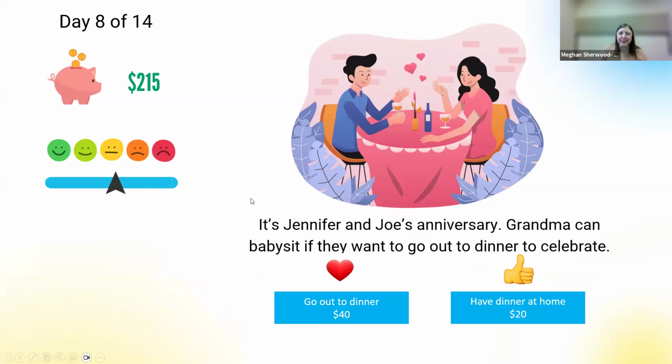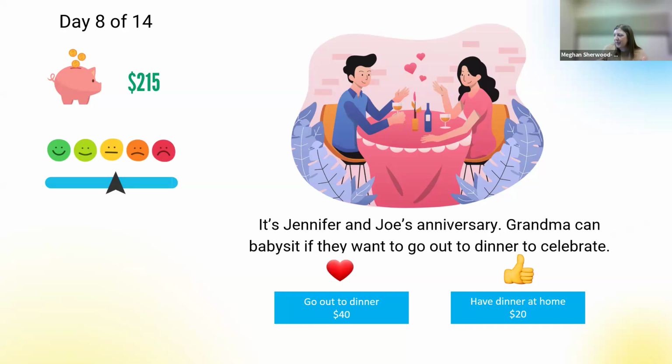Okay, we are on day 8, so we are about halfway through our 14 days here. Our stress is starting to get a little bit better because we're feeling a little less stressed. It's Jennifer and Joe's anniversary. Grandma said that she could come and babysit if we wanted to go out to dinner. Looks like we're still doing okay in our budget. Do we want to spend $40 to go out to dinner somewhere nice, or do we want to just cook something nice at home?